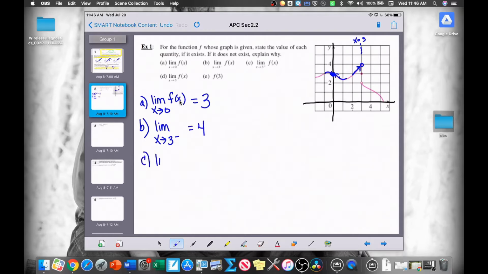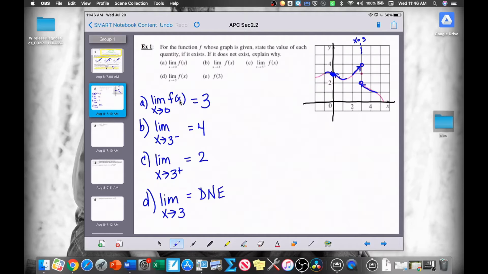Then part C asks us, what is the limit as x approaches 3 from the right? All right, so as x is approaching 3 from the right-hand side, the function is approaching a height of 2. Then part D asks us, well, based on the information from parts B and C, what is the limit as x approaches 3? So now they're asking us to evaluate it from the left and the right at the same time. So this is where we have to say does not exist.